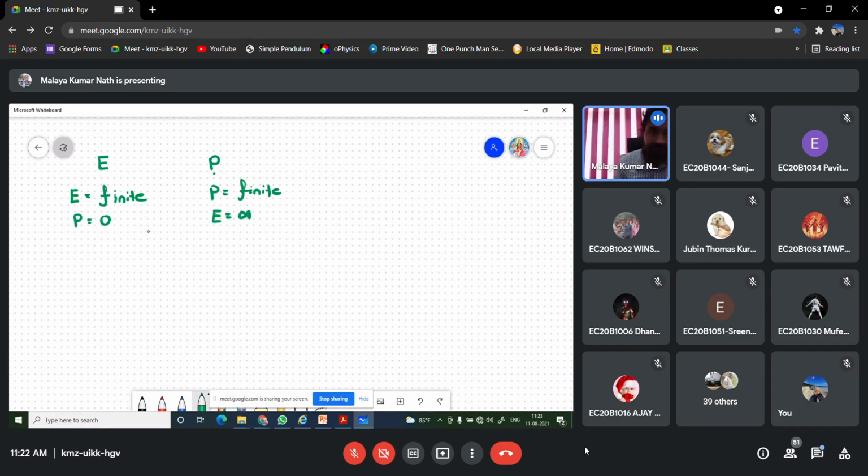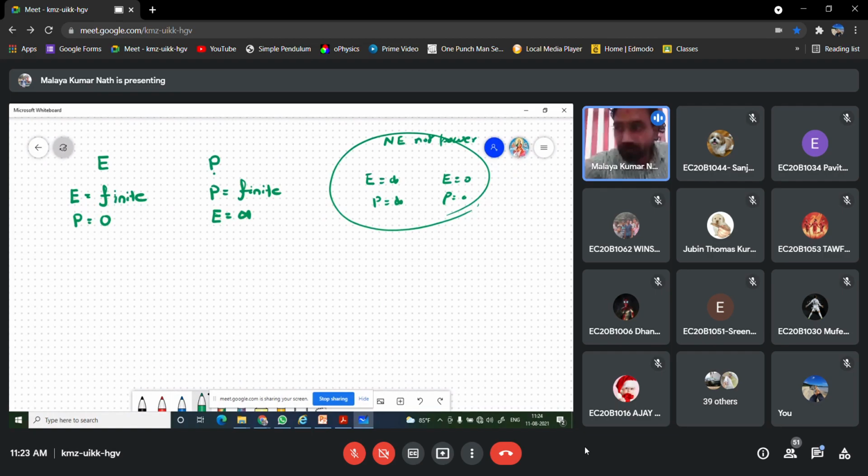If these conditions are not satisfied, then sometimes we will get energy equal to infinity and power also infinity. Sometimes you will get energy equal to 0 and power also equal to 0. If these types of conditions are there, then it is neither energy nor power. So these types of signals exist. Now I will do one numerical and give you an example to calculate whether it is a power signal or an energy signal. So let me do one problem.